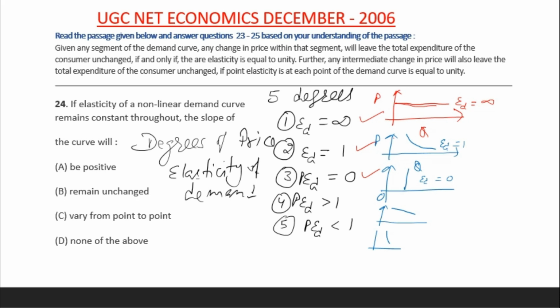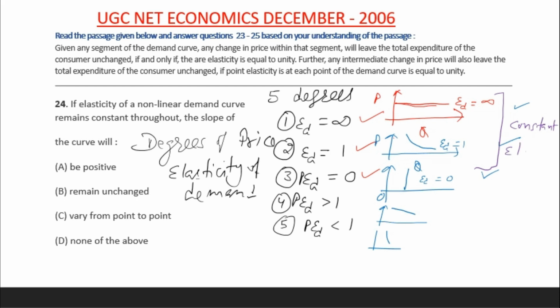Again, this is a different concept. I'll explain the relationship between slope and elasticity in another video. But here we have to discuss when this elasticity is constant. So first these three curves: perfectly elastic, unitary elastic, and the third one is perfectly inelastic. These three demand curves show constant elasticity throughout the demand curve.